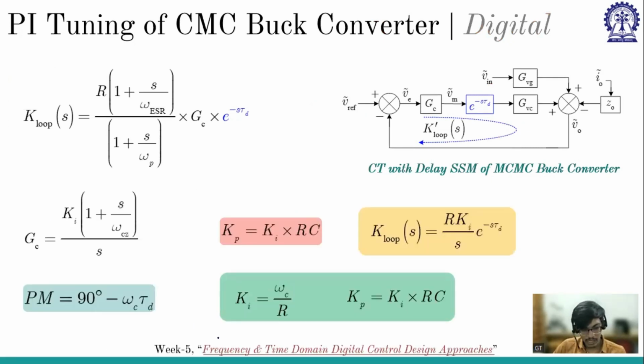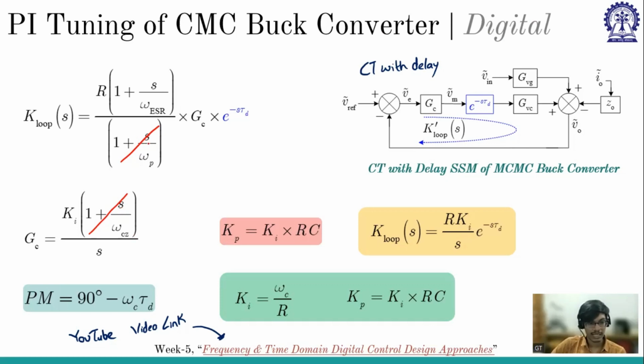So we had discussed this in week 5. We are using the continuous time with delay model, and similar to what we had done in the voltage mode control, we are doing the same thing, K loop of S, and for the pole zero cancellation, we are cancelling this with this. So now we'll get omega CZ information. So that omega CZ we can convert back into KP as well as KI.